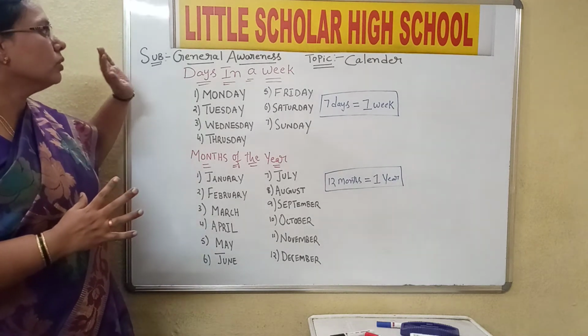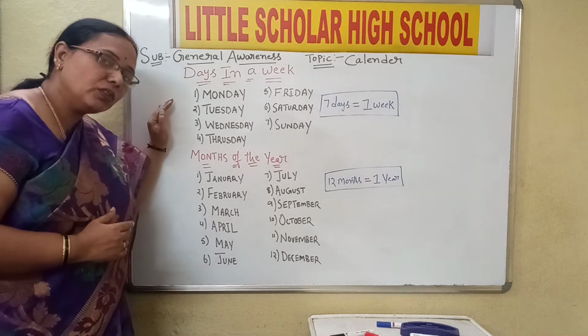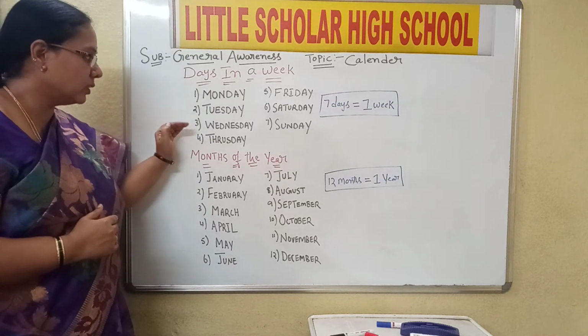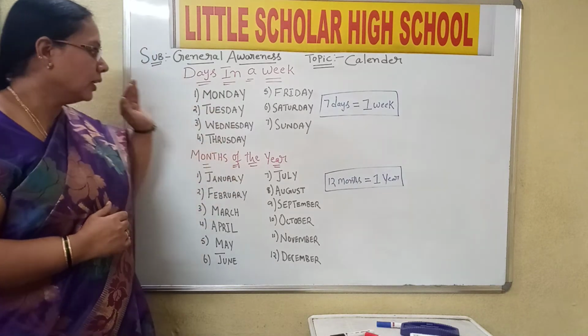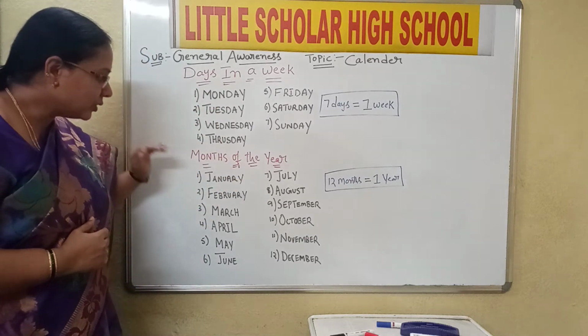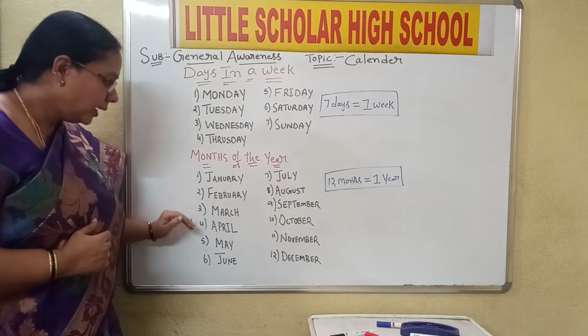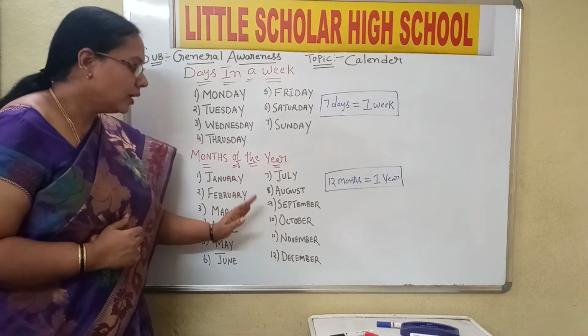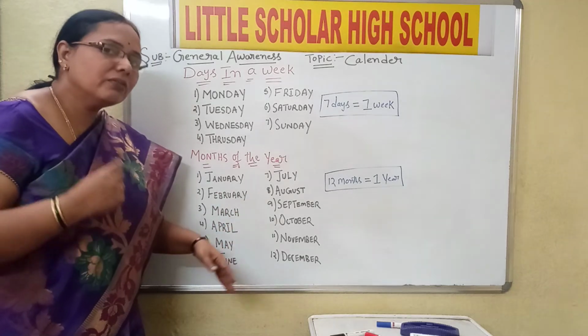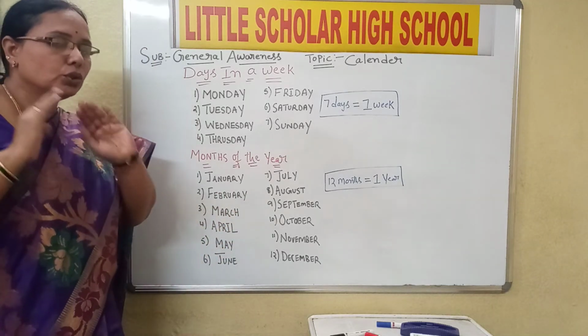Okay, children. So we have the days of the week: Monday, Tuesday, Wednesday, Thursday, Friday, Saturday and Sunday. Very easy. Then the months of the year: January, February, March, April, May, June, July, August, September, October, November, December. We did it a little fast because you should learn them.